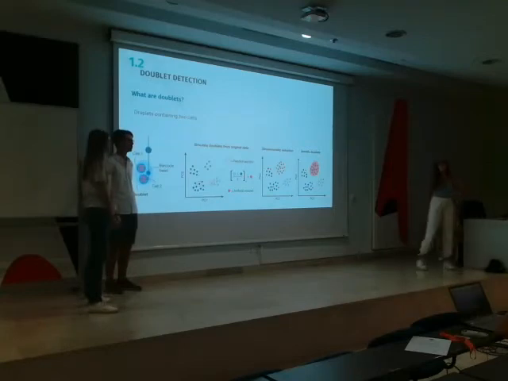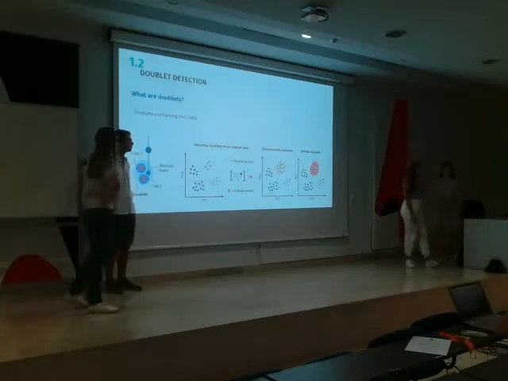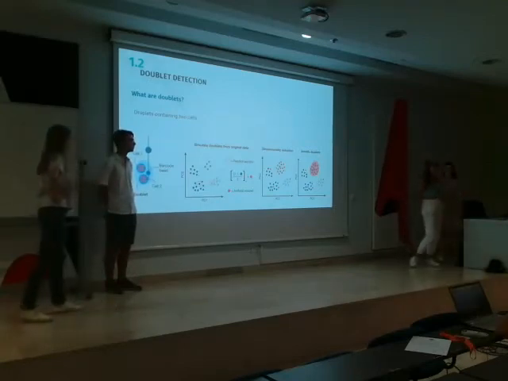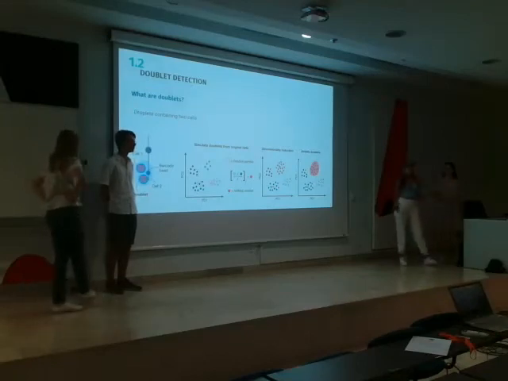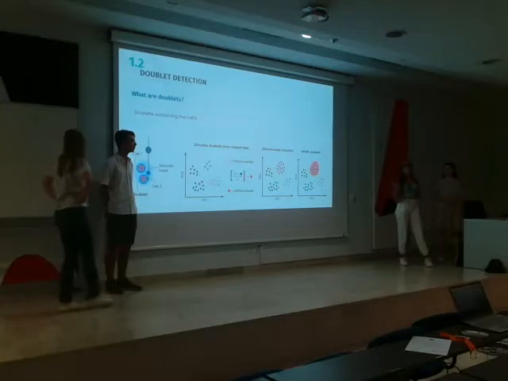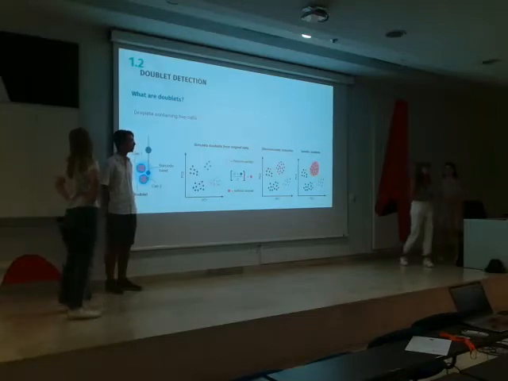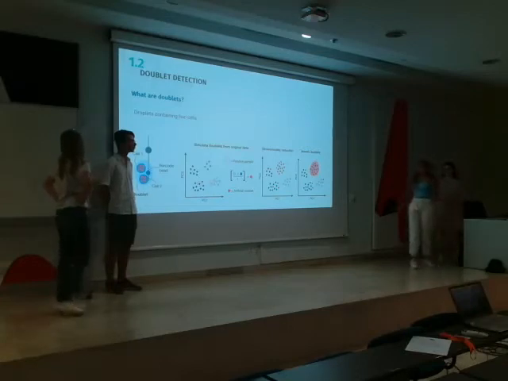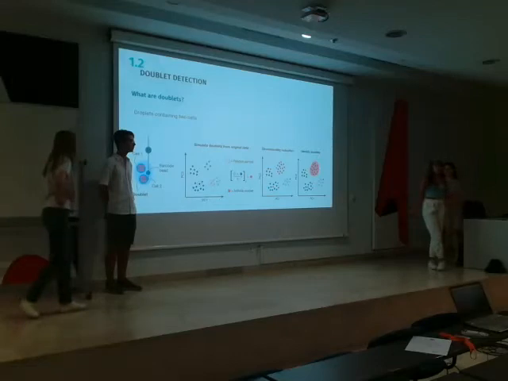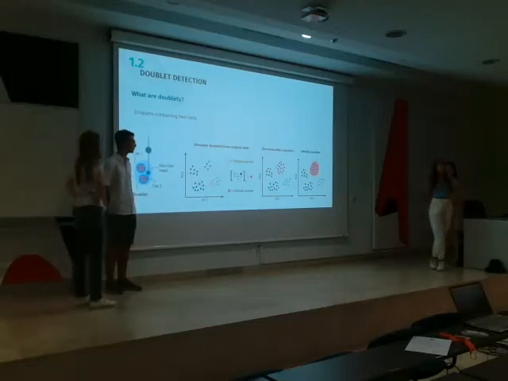So what are doublets? When our first speaker explained to you how sequencing works, you can see that sometimes the cells go into the droplets, and sometimes they don't, and sometimes 2 cells can get into 1 droplet. So basically, doublets are droplets containing 2 cells, and this is obviously not something we want. So how do we actually know that we have a doublet?